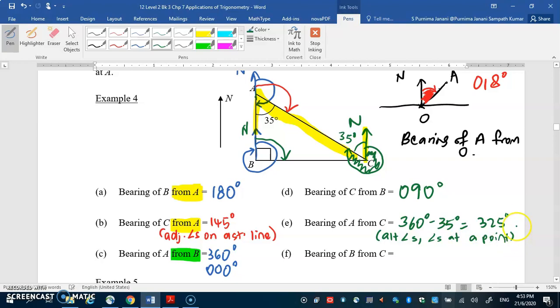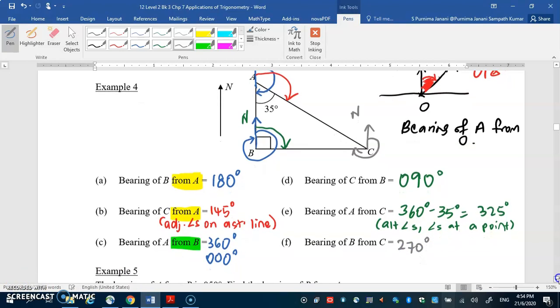Okay, bearing of B from C. This one is easy. Can I erase this part? Okay, I'm going to redraw the north at C because they want the bearing of B from C. So I go clockwise until I hit BC. Now that's just a clear 270 degrees. Okay, very good. Let's do the next question.